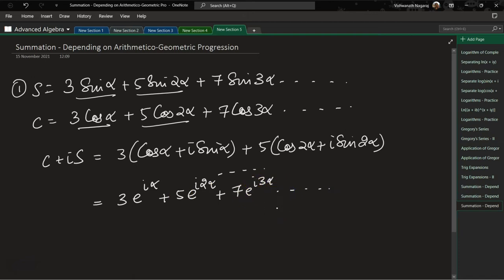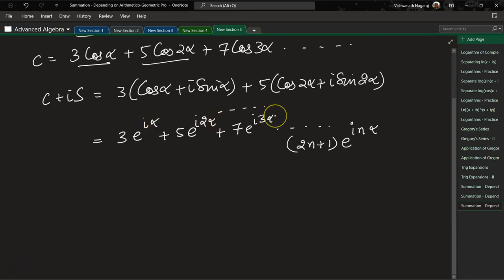Now here, what will be the nth term? The nth term here, these are all odd numbers. So odd numbers starting from 3, so 2n plus 1 times e to the power of i n alpha, because here it is 1, 2, 3, 4, so n alpha.